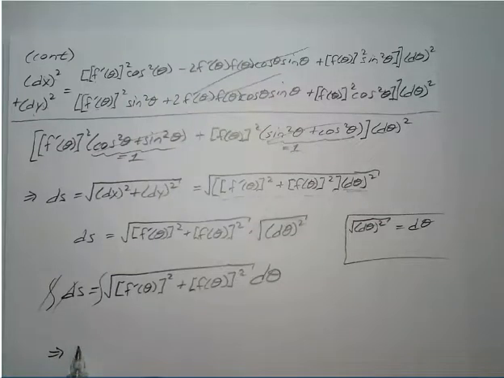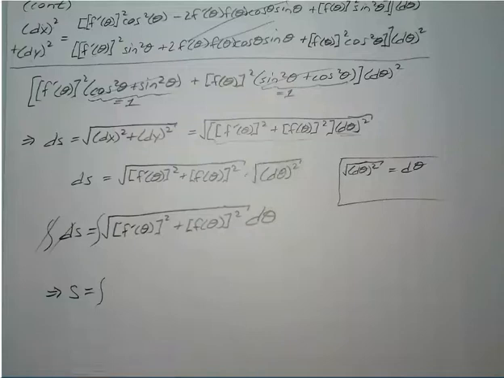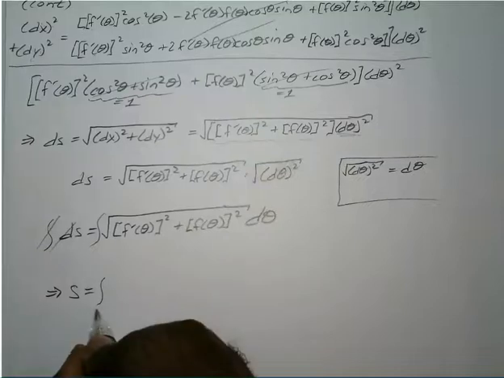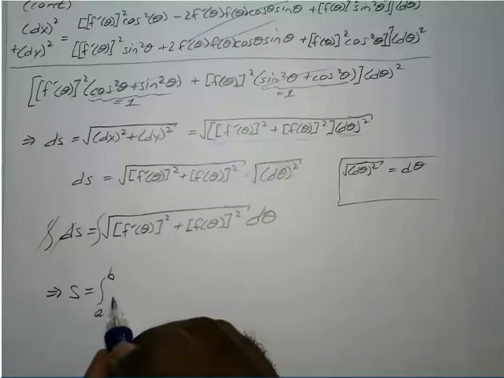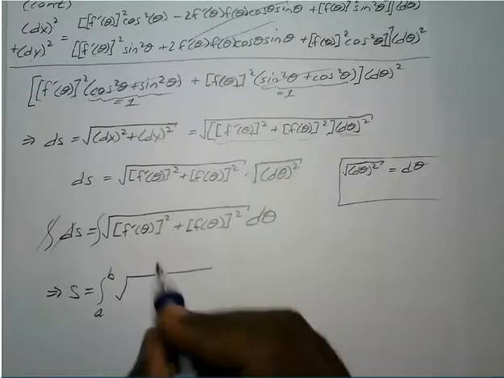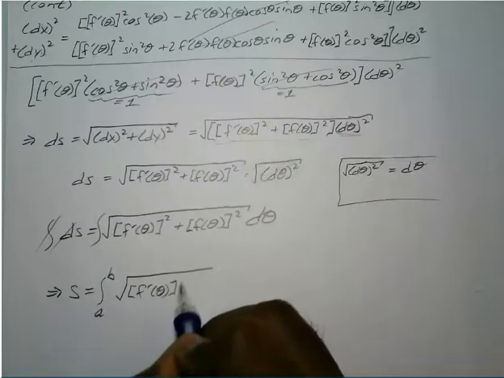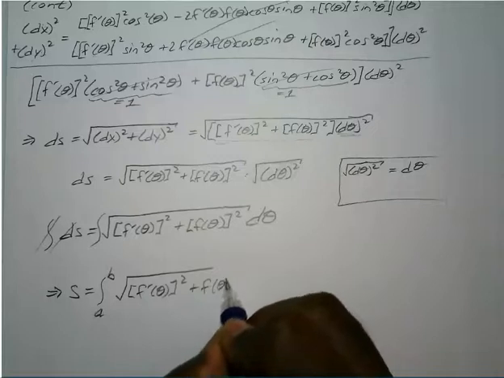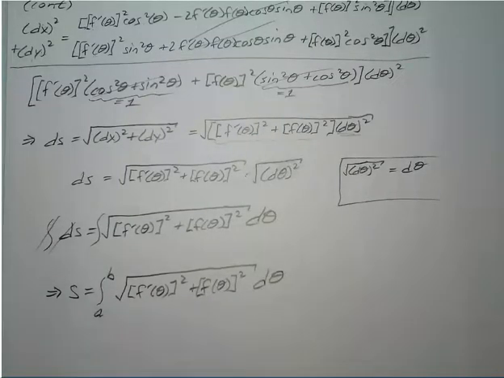So we see that s is equal to the integral between two values, because remember on our first page this was between our two values that we're going to find the length. So we'll say those values are a and b. The square root of f prime of theta squared plus f of theta squared with respect to theta.